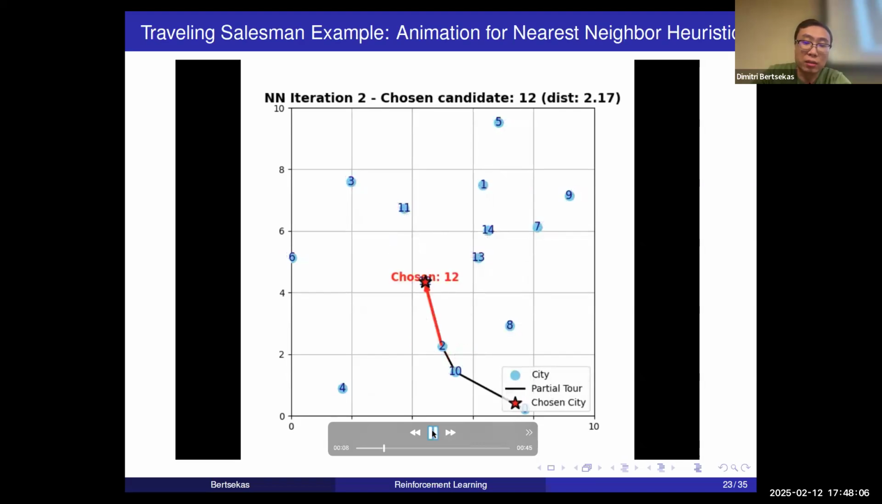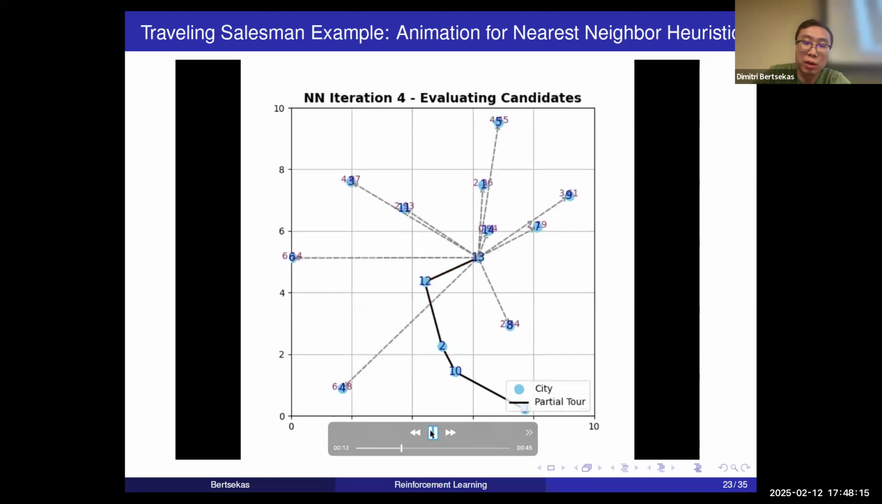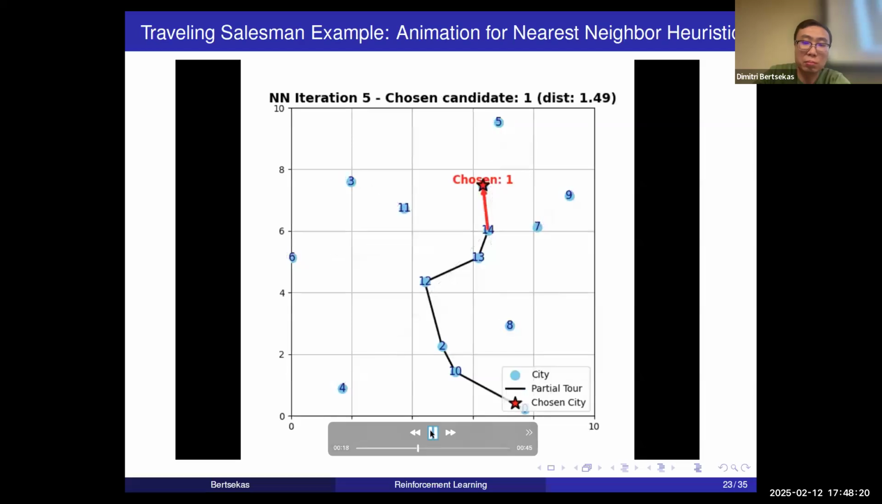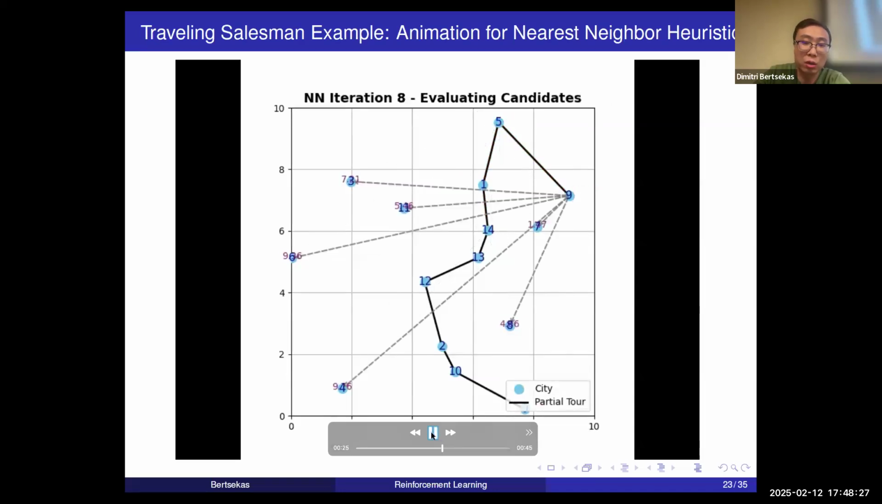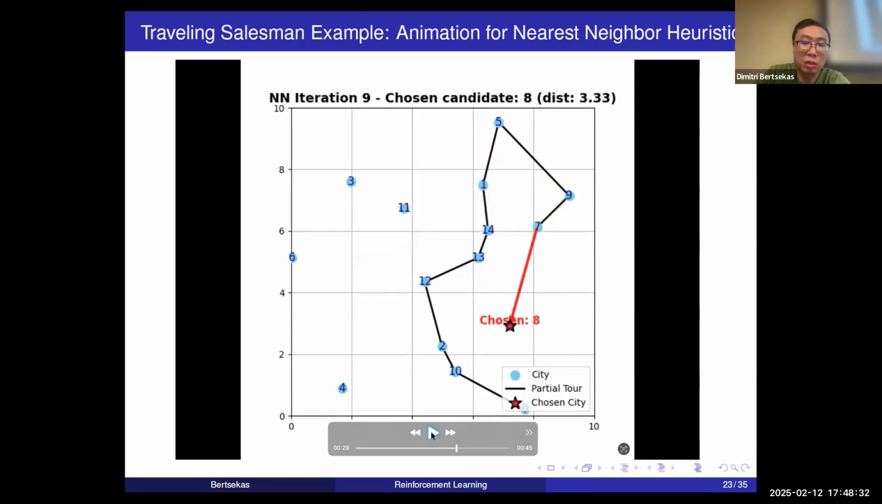So we can let the simulation run here. We'll continue, and you will find there are some patterns typical for the nearest neighbor heuristic. This kind of greedy heuristic only focuses on the immediate cost and does not have far-into-the-future insight about the problem.